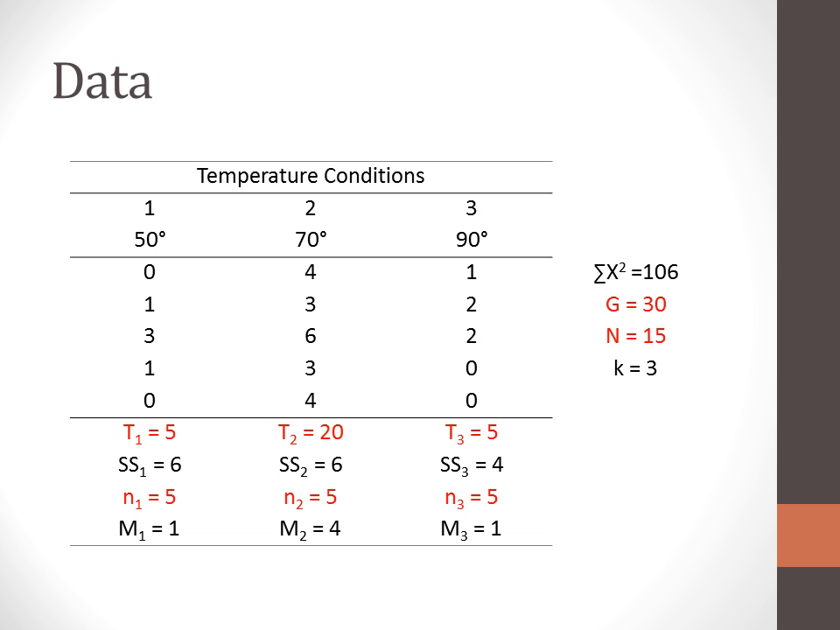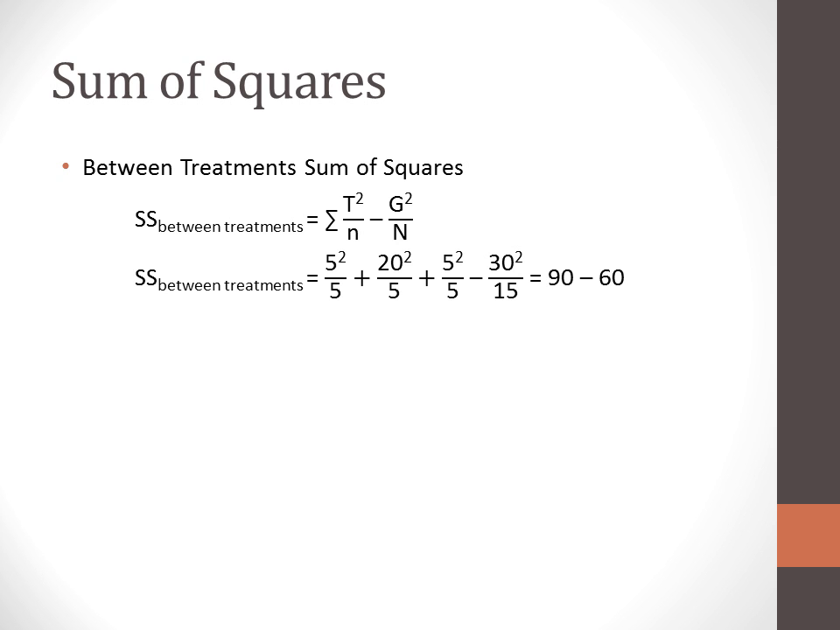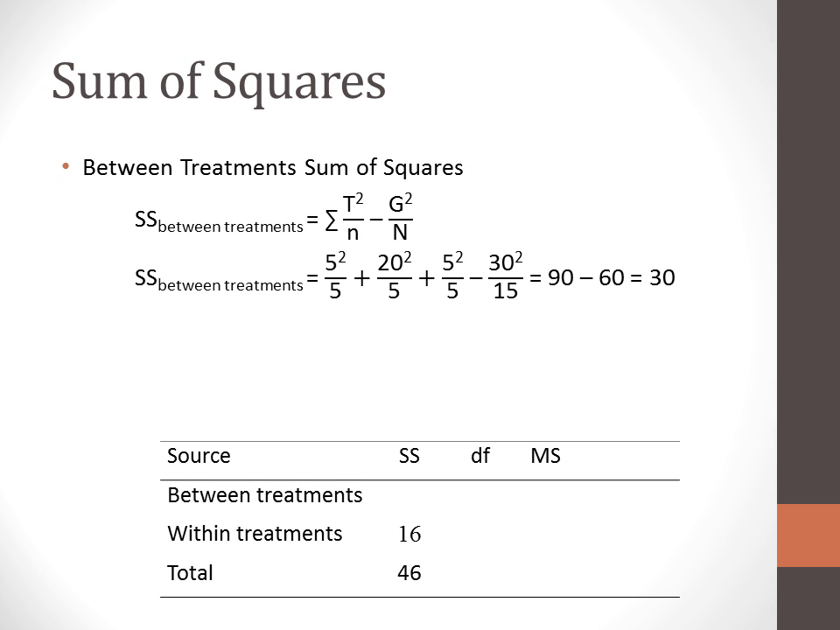And so we have all the values here. I've highlighted them in red so you can see. So we just take these values and plug them in, and then we simply solve. And what we get for our sums of squares between treatments is 30. And if we go back to our source table and plug it in, it's exactly what I expected it to be. Because again, the sums of squares total is simply the sums of squares between treatment plus the sums of squares within treatment. So 30 plus 16 is 46.